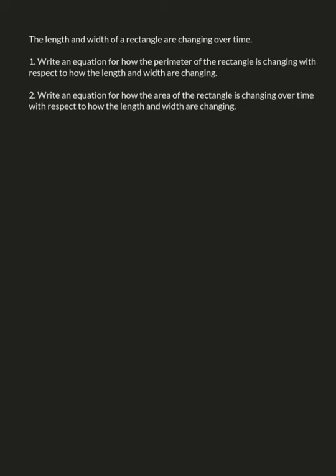The length and width of a rectangle are changing over time. Write an equation for how the perimeter of the rectangle is changing with respect to how the length and width are changing, and also write an equation for how the area of the rectangle is changing over time with respect to how the length and width are changing. So we have our rectangle, and we've got our sides labeled length and width.